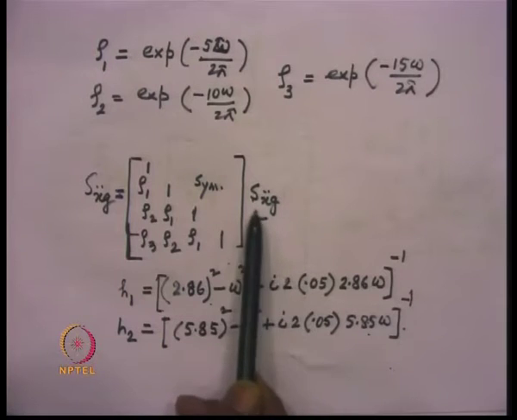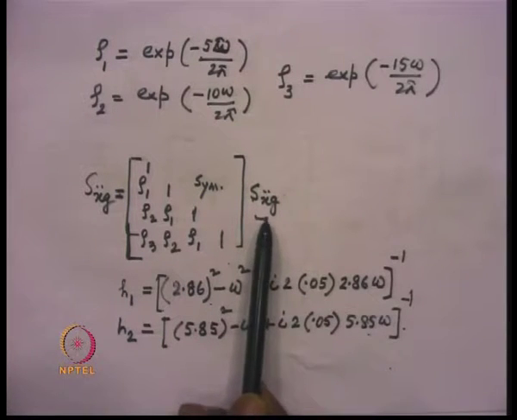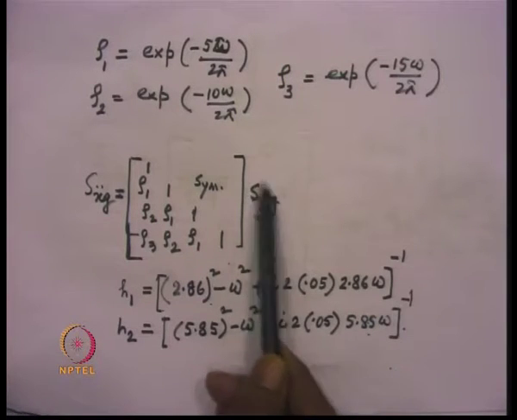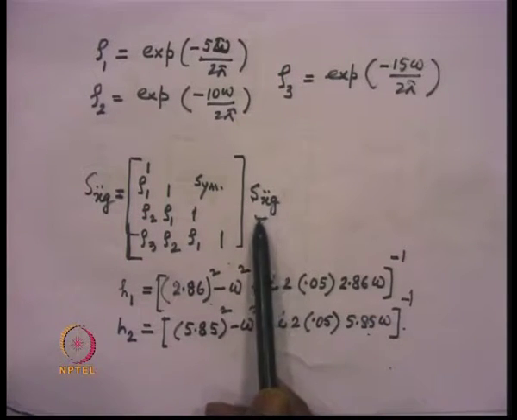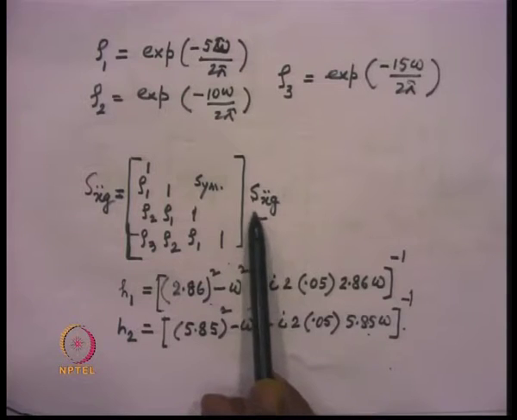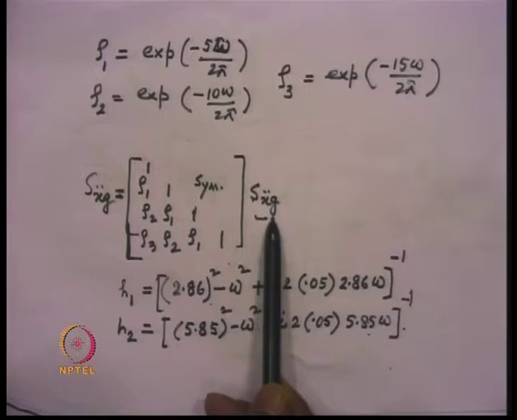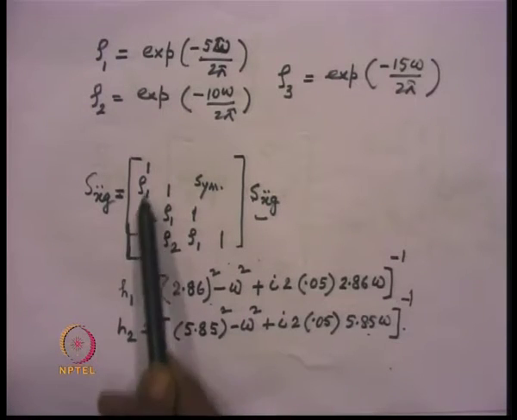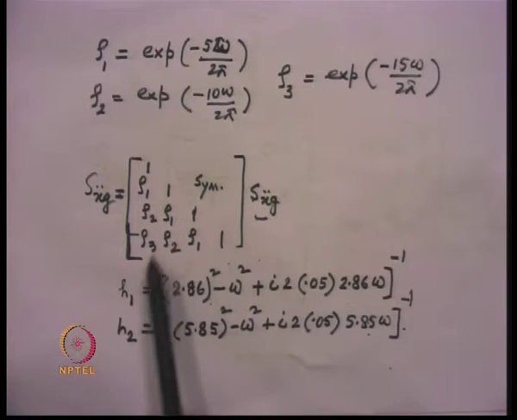Sx double dot g over here is a single quantity, it is not a matrix. It is the power spectral density function of, say, the El Centro earthquake. So, this is the power spectral density function of the El Centro earthquake. Sx double dot g in fact is multiplied with all of them, therefore we have taken it out.